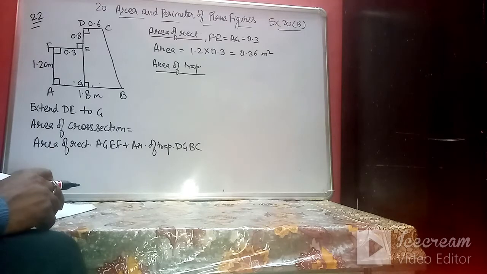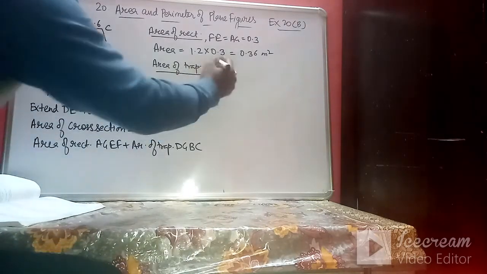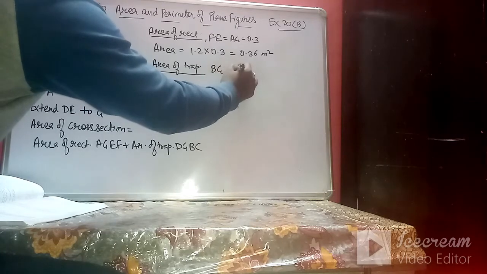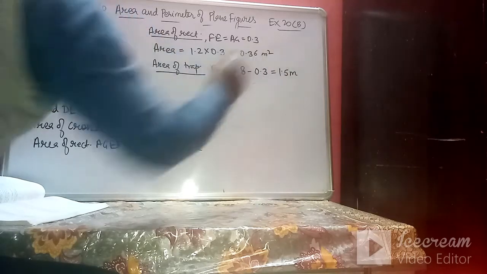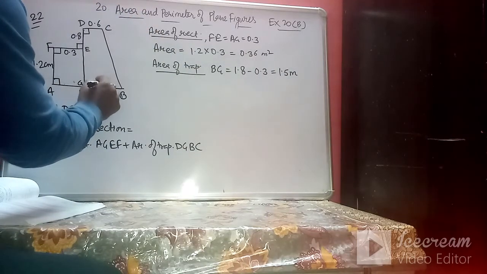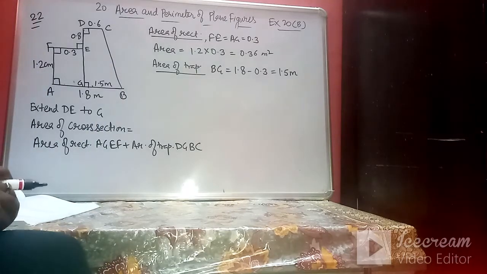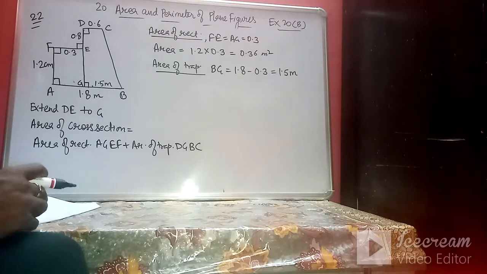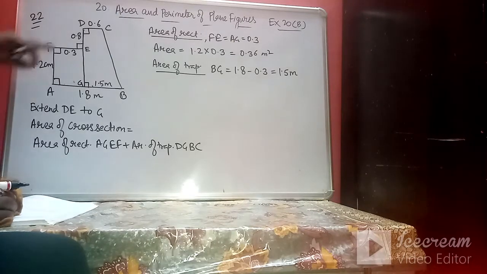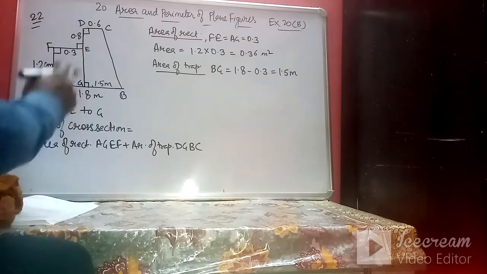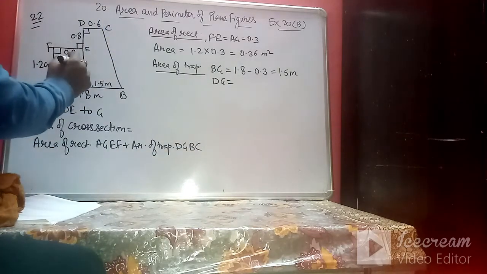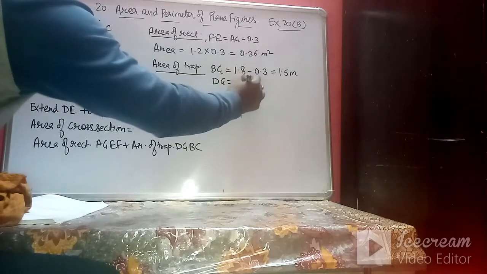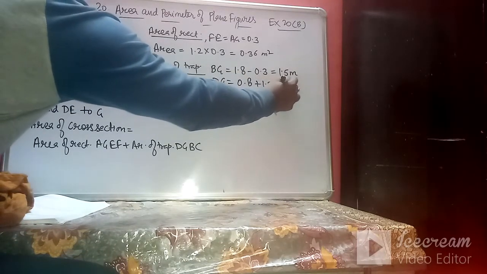So for calculating the area of trapezium, first we will find BG. So what will be BG? BG will be 1.8 minus 0.3, that is 1.5 meter. So from here to here it will be 1.5 meter. Then we will calculate the distance between DC and BG, that is DG. So what will be DG? 0.8 and this is 1.2. So it is 0.8 plus 1.2, that is 2 meter.